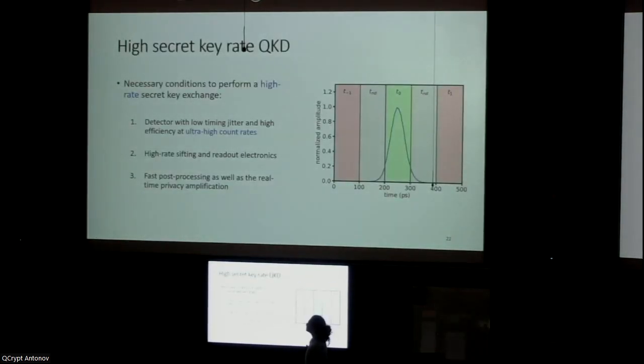So some necessary conditions to perform a high secret key rate exchange are, firstly, on the detector side: we have to be able to count at ultra high count rates, at low timing jitters and high efficiency and low recovery time. This is something that we place a lot of effort on. We also have to be able to perform the sifting at high rates and the real electronics. So this has to be able to follow at the same speed, which is the same for the post-processing as well as the real-time privacy amplification.